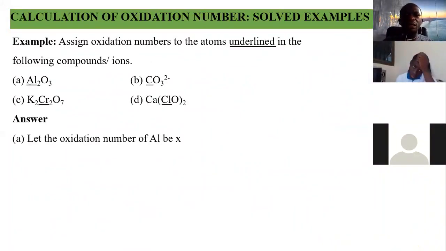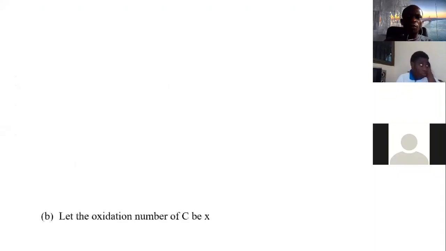And this is where we ended with this small example that we solved in the class. Assign oxidation numbers to the atoms underlying the following compounds or ions. This is where we ended. I remember we solved all of them.